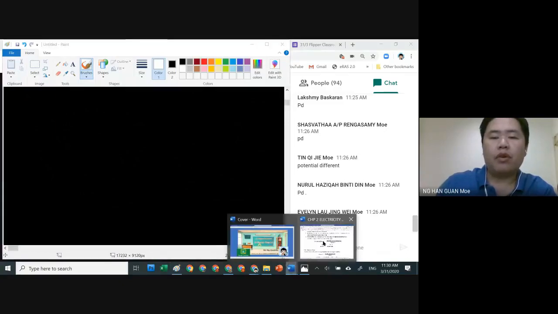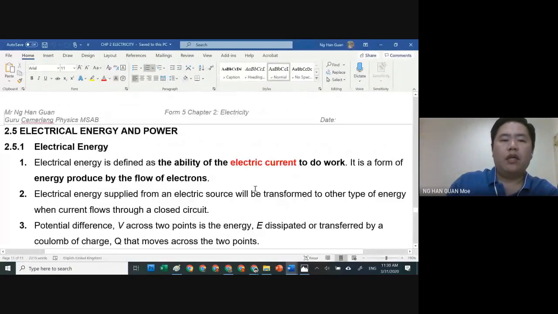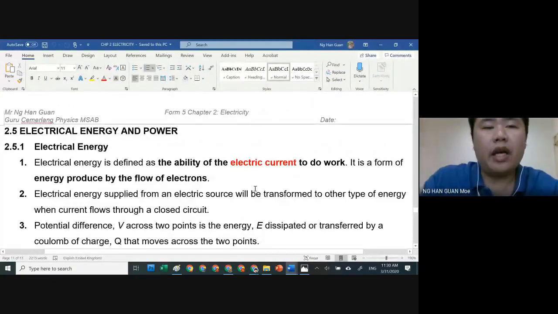So now we're going to continue for the next lesson, with 2.5 electrical energy and power.